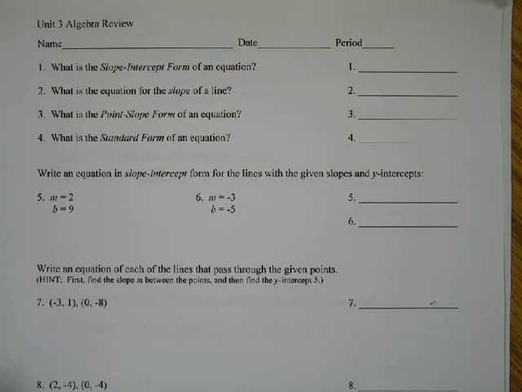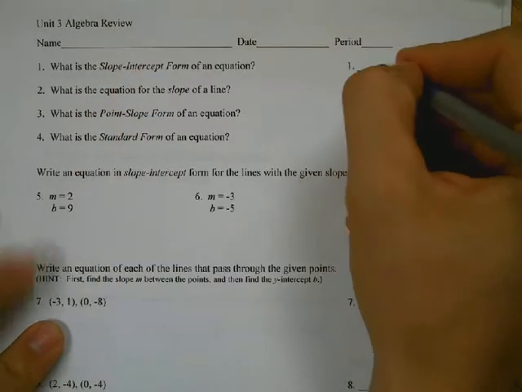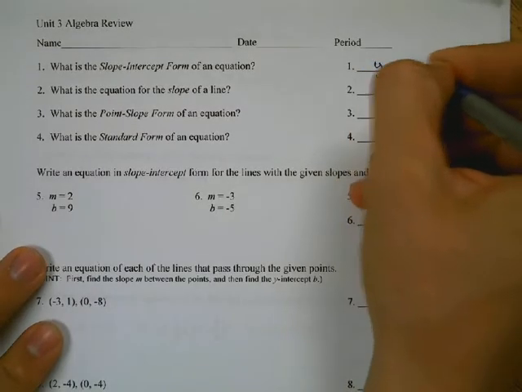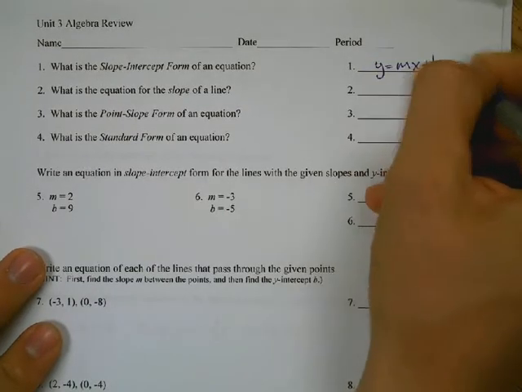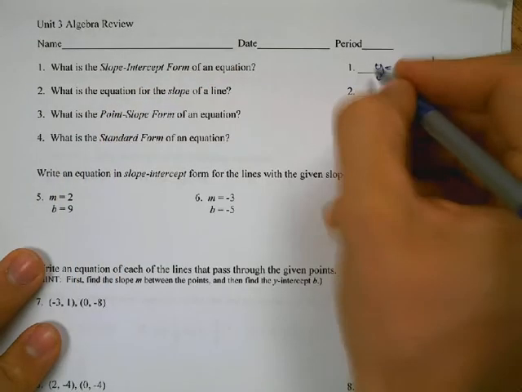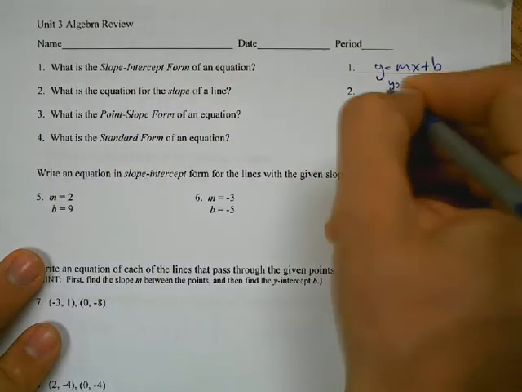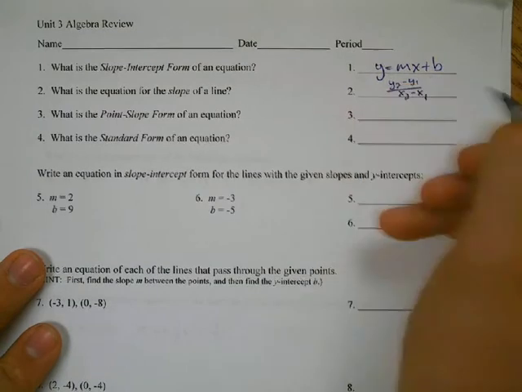Alright, algebra review. Slope-intercept form, y equals mx plus b. They call it slope-intercept because you have slope and you have intercept. What is the equation for the slope? This is that y2 minus y1 over x2 minus x1. This is equal to slope.